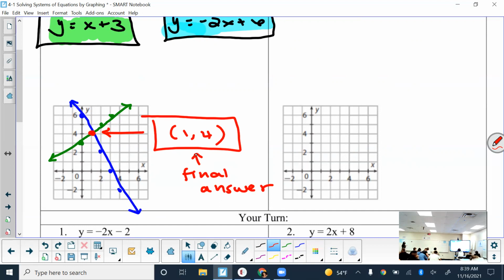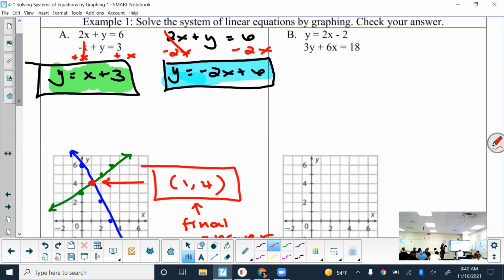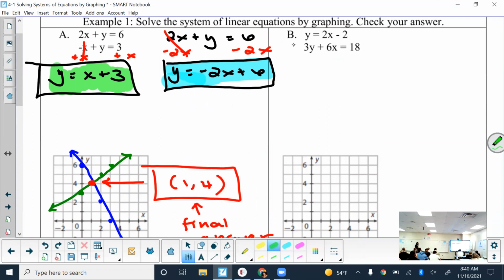All right, and it really doesn't get much harder than that. I mean, we'll look at what it looks like with the infinite solutions and no solutions, but as long as you can rearrange into slope-intercept form and graph 2 lines, then you're good. All right, so let's do another one together. Example B, are either of those in slope-intercept form? Which one? Good, so I'm just going to either box it up or highlight it so I remember to graph it.